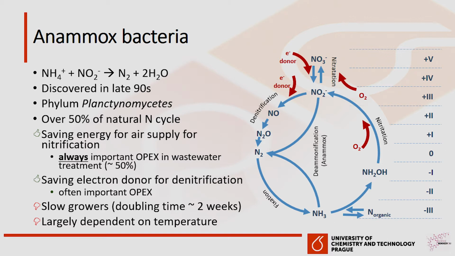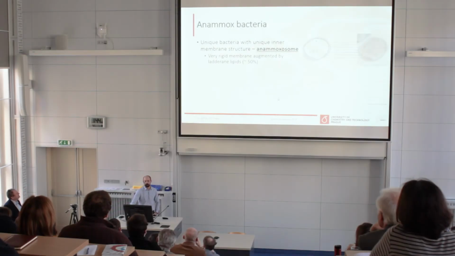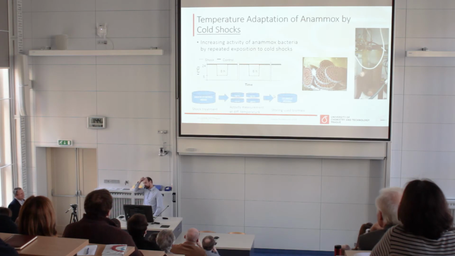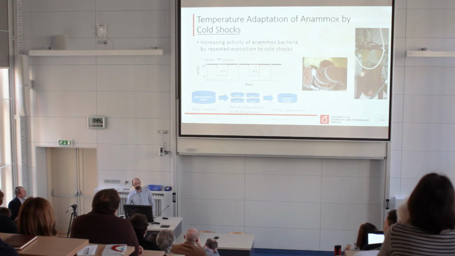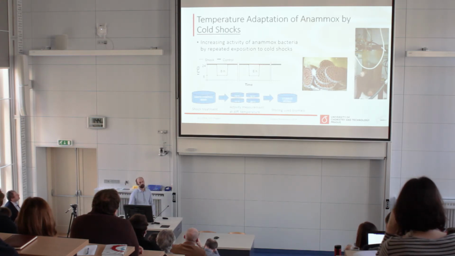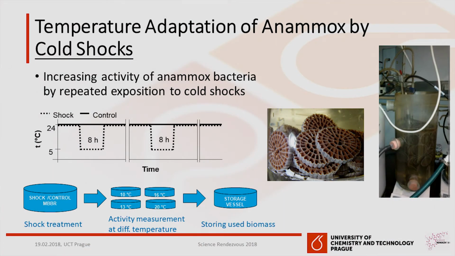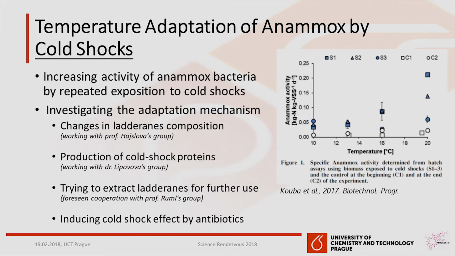Do I have 1 minute more? Okay. I will skip one slide, and I will go to the project that I wanted to present. What we do, we take these Anammox bacteria and we try to adapt them to the low temperatures that you have in wastewater treatment. What we do is so-called cold shocks, so we expose Anammox bacteria to a low temperature, about 5 degrees, very abruptly. And then we look at the activity of these bacteria, whether it was improved or not. Indeed, we already know that with this approach, we can improve quite severely the activity of the bacteria at low temperatures.